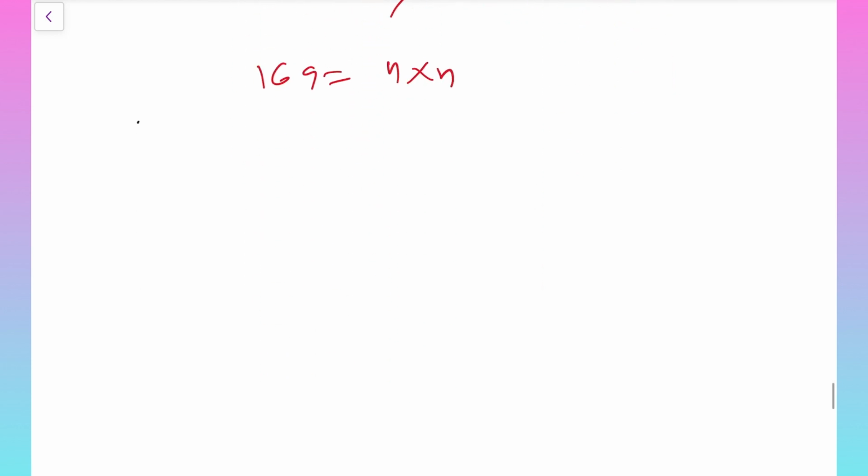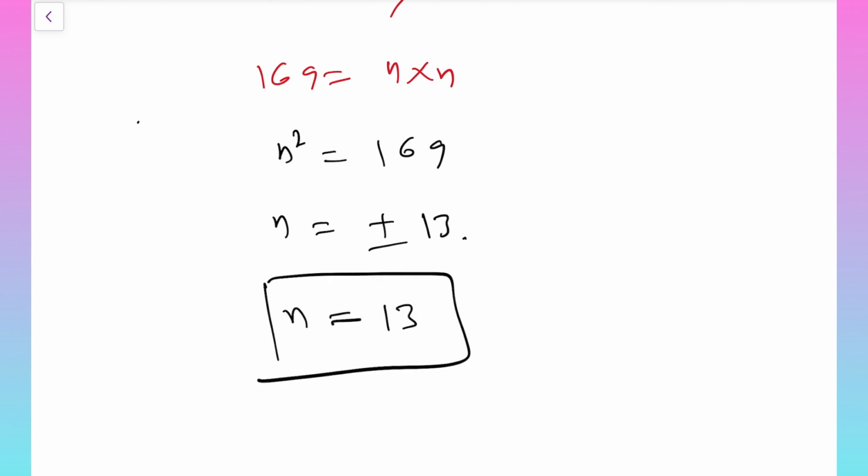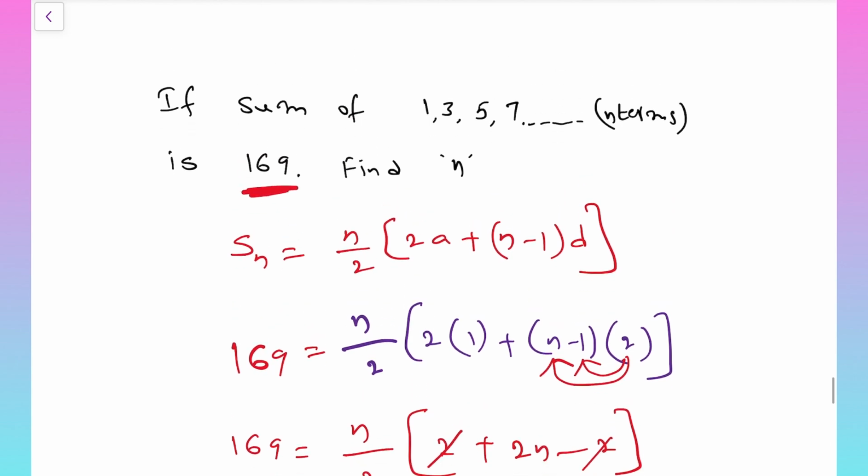So n into n is nothing but n square, right? So n square is equal to 169. N square is 169, then what will be the n value? Plus or minus 13, because 13 squared is 169. Then n is nothing but the number of terms. The number of terms will always be a natural number only. So finally the n value will be plus 13. So total 13 terms, if we take like that, then the addition will be equal to 169.